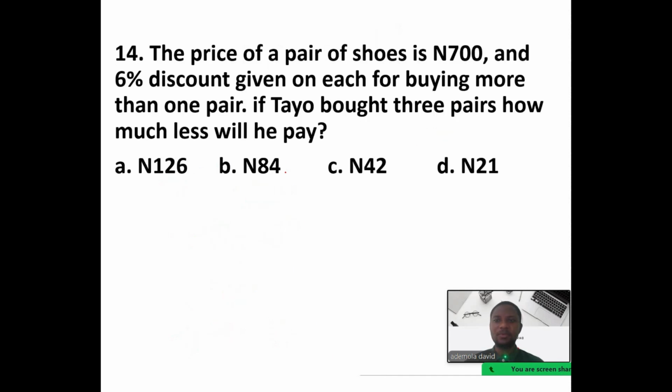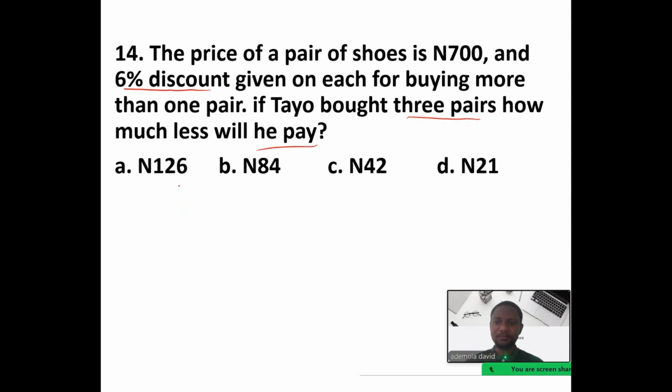D. Question 14. The price of a pair of shoes is 7,000. And a 6% discount is given on each for buying more than one. If Tayo bought 3 pairs, how much less will he pay? Okay, so we're looking for how much less will he pay.